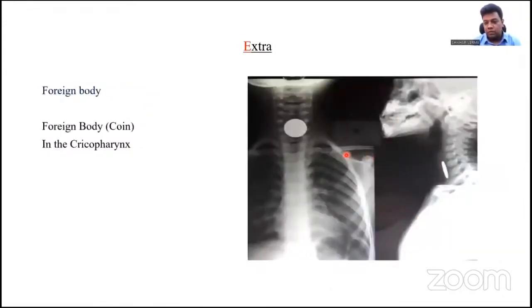This is an X-ray film of a pediatric age group child having foreign body ingestion who presented to the emergency with a complaint of stridor. And when the X-ray was conducted, the foreign body was seen in the AP view and the lateral view. This apparently looks like a coin. So the coin can be seen in the cricopharynx. So the patient was taken into the emergency and the coin was removed by an endoscopic procedure.